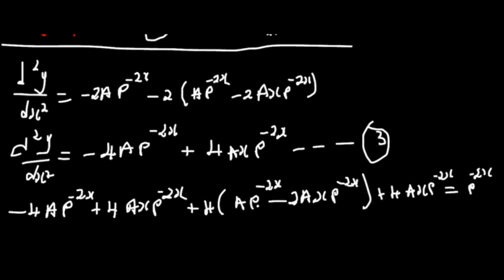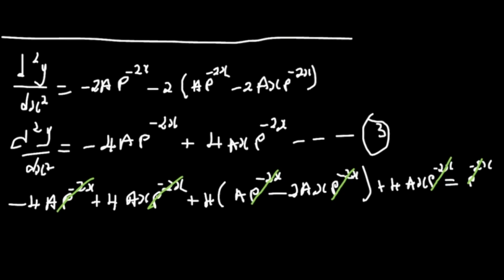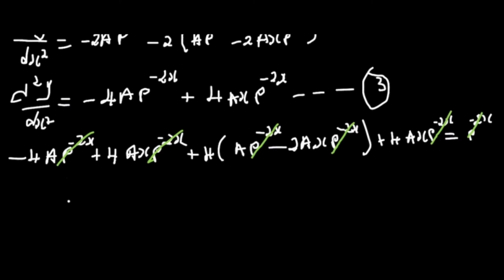Now when we look at it critically, you see that e to the minus 2x is common throughout. So we're going to cancel this e to the minus 2x, and on the right hand side we'll be left with 1. Now we're going to separate or bring together like terms. All terms in a should be written on one side, and all terms in x on the other side.